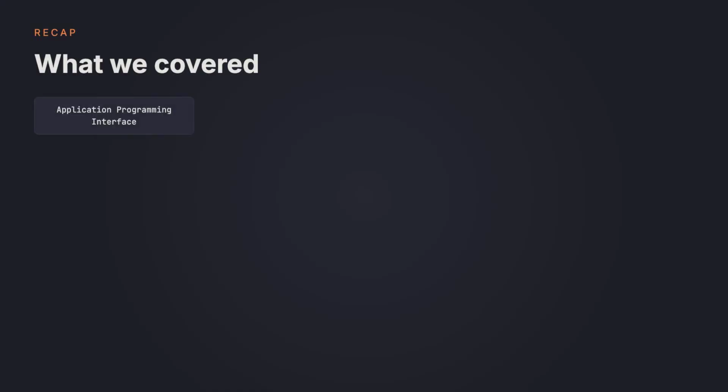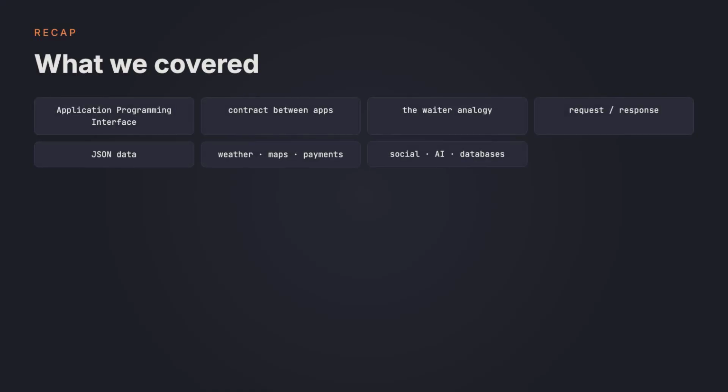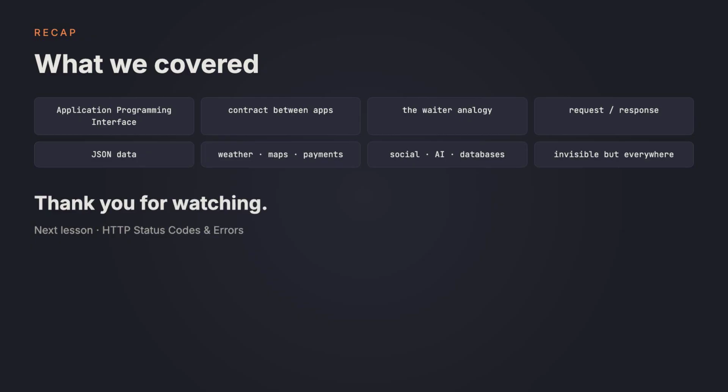So there it is. An API is how one piece of software asks another for something, the waiter between the customer and the kitchen, the bridge between your app and the world. In the next video, we'll look at what happens when things go wrong: HTTP status codes, errors, and how good APIs handle failure.